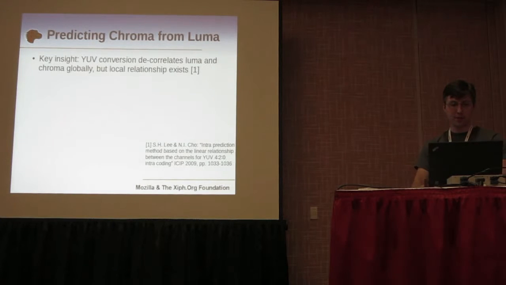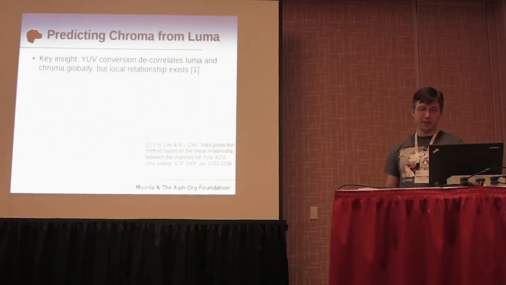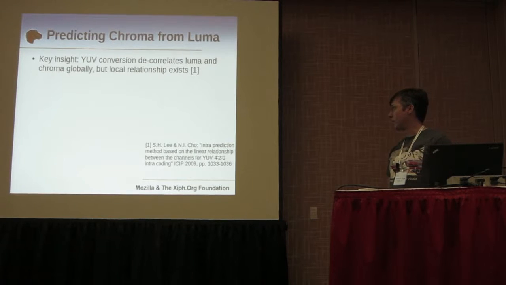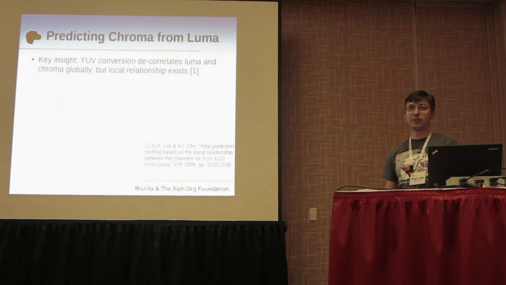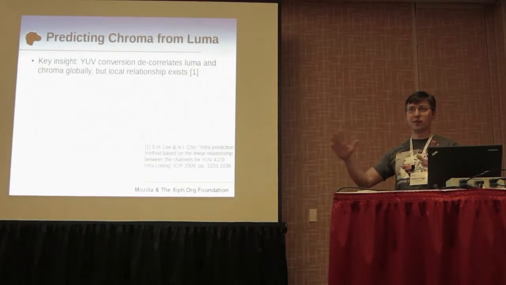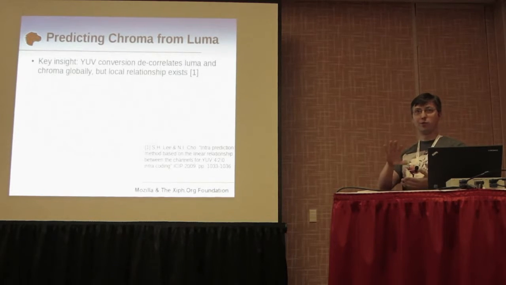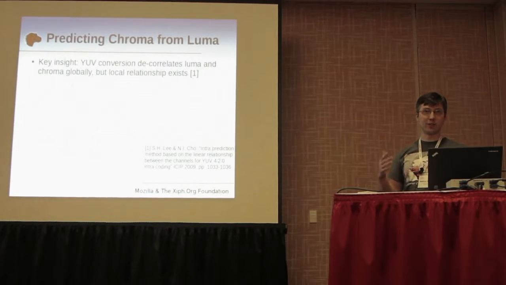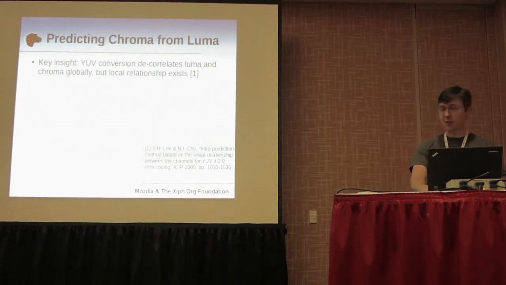So the first key observation to note comes from this paper by Lee and Cho that describes the relationship between the Chroma planes and the Luma planes. Doing a YUV color conversion has the effect of decorrelating the Luma plane from the Chroma plane globally, but locally there may still be a correlation. So you may have an edge, and in the Luma plane that edge is sharpened, and in the Chroma plane that edge is sharpened. But the correlation may not be a positive correlation, maybe a negative correlation. And so locally you could learn that correlation and exploit that, and that's what this paper talks about.